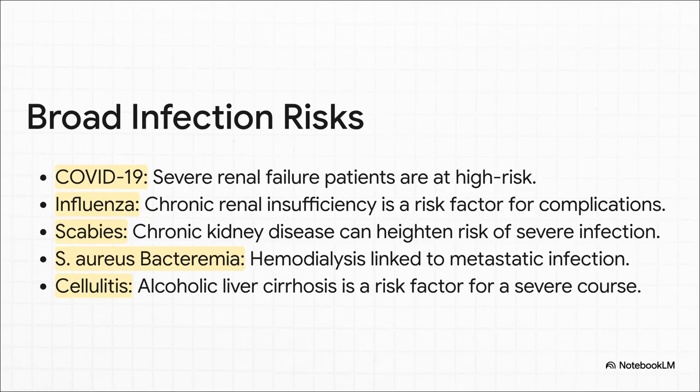For viral illnesses like COVID-19 or the flu, renal failure is a clear signal for a rougher course. It even extends to parasitic infections, like scabies, which can become much more severe. And when we look at bacteria, the risks are profound. Hemodialysis patients are far more likely to see a localized SRES infection spread throughout the body. Even a common skin infection like cellulitis can become a major threat in someone with cirrhosis.